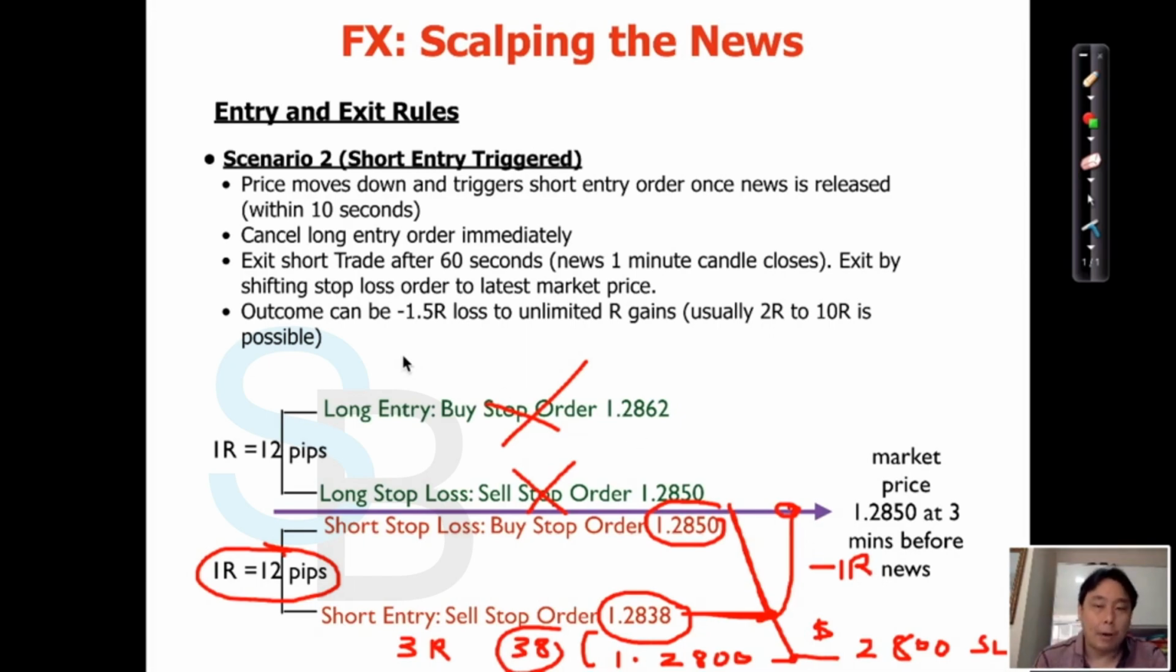You lose 1.5R. Yes, because if the price goes down rapidly and triggers our sell order at 2838, we may not actually get filled at 2838. We may get filled at a lower price, maybe 2830 or 2835. And if that happens and it goes up and hits your stop loss, you have just lost more than 12 pips. Okay, you have lost maybe 14 pips or 15 pips or 16 pips. And that's a possible minus 1.5R loss. But most of the time you'll find that your profits far outweigh your losses, and that makes it a really profitable strategy.